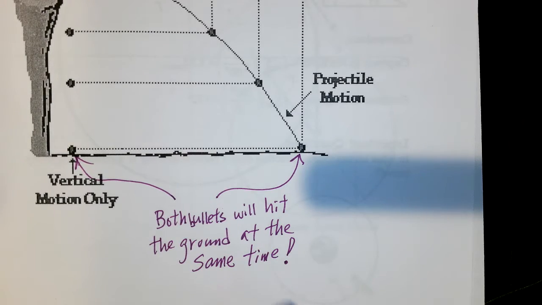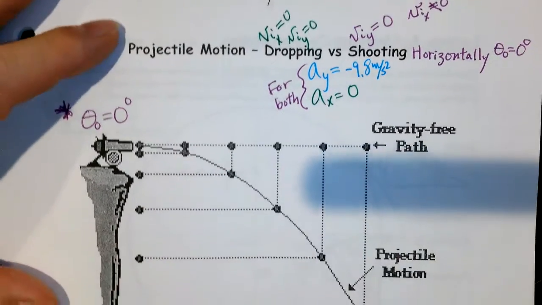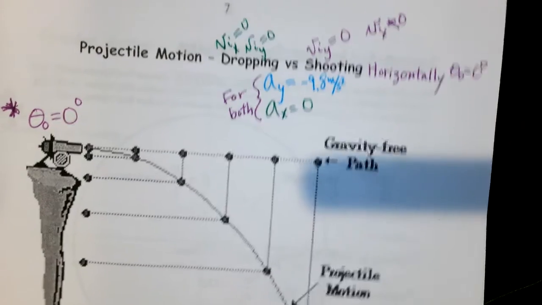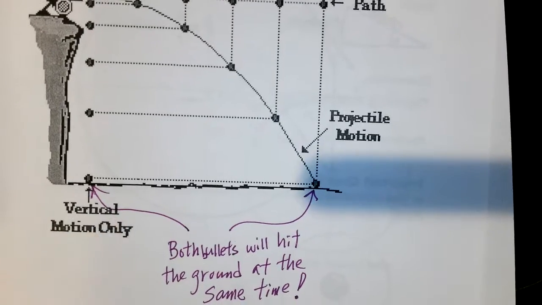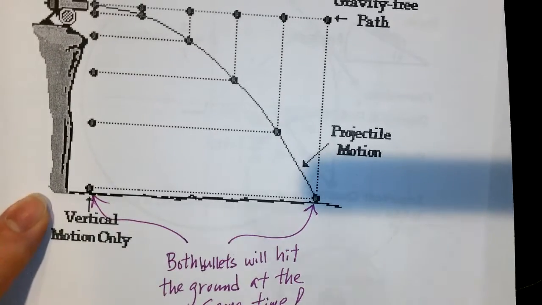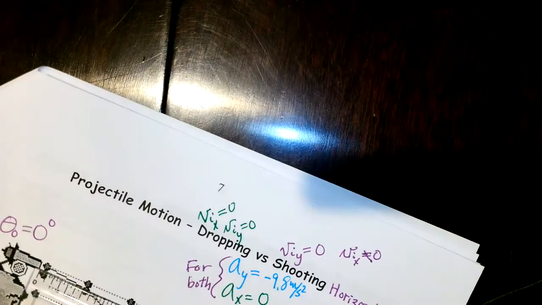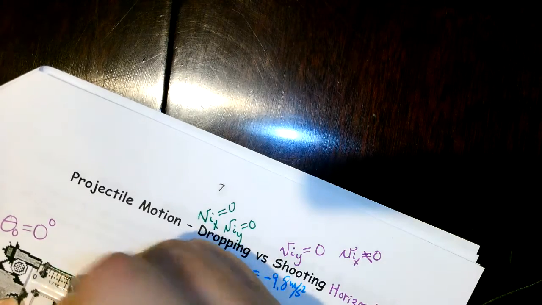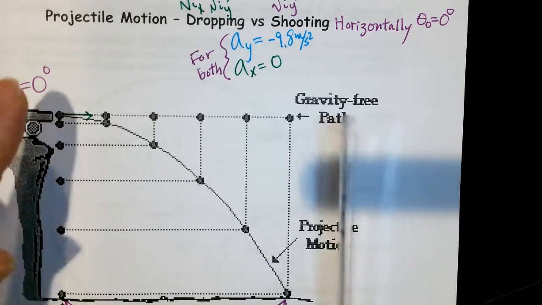Okay? Whether you shoot it at 10 meters per second horizontally, or 100 meters per second horizontally, or 1,000 meters per second horizontally, they will both hit the ground at the same time, assuming the earth is perfectly flat. Okay? So the horizontal velocity doesn't matter. It just travels further horizontally if you were shooting at a higher speed, but it will still hit the ground at the same time.